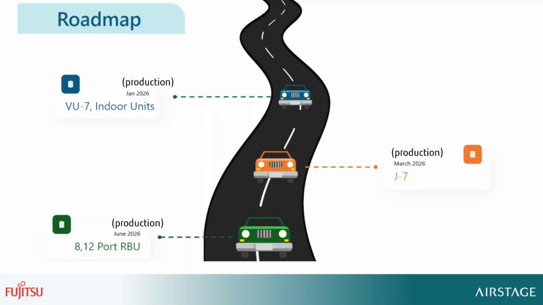And also the VU7 that comes out March, April timeframe will include single port as well as 4-port heat recovery boxes. We call them RBU boxes. And then our 8 and 12 port RBU boxes won't be into production until June. So we won't have those out here in the US until maybe August, September timeframe. So that's kind of how it's going to lay out.